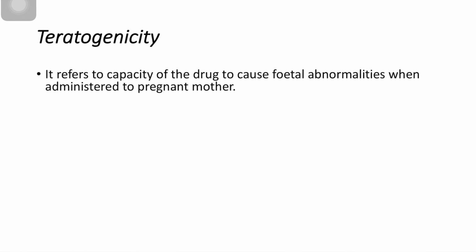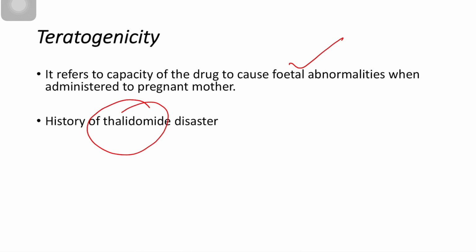Then there comes terminology that is very important, that is teratogenicity. Now, what is teratogenicity? Teratogenicity is basically damage to the growing fetus because the mother gets exposed to any of these teratogenic drugs. So, fetal abnormality that develops if a pregnant mother gets exposed to some of the medicines, that is called teratogenicity. Important is the thalidomide disaster, where thalidomide is a drug.